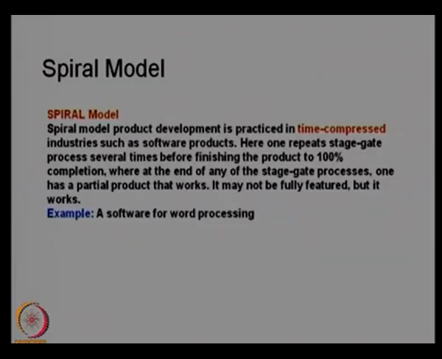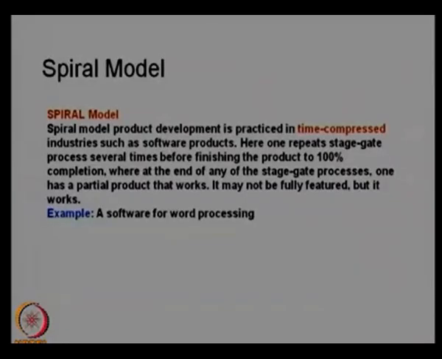An example is software for word processing. If you take word processing software, you will see that this software comes in multiple versions. The first version may not have all the features, then after some time another version will come with additional features, and it will keep on changing, and at some stage the company will decide to stop that process and go to the next product.